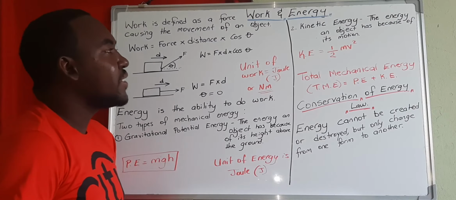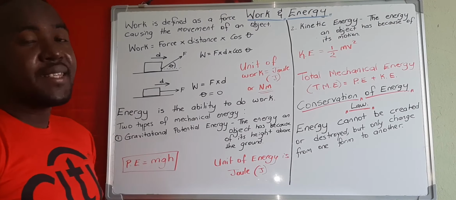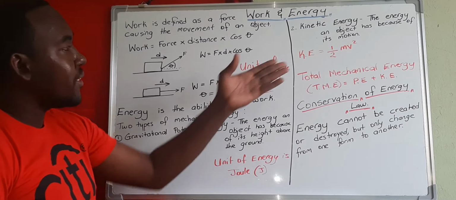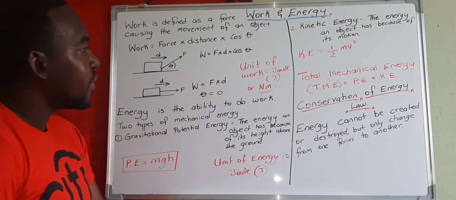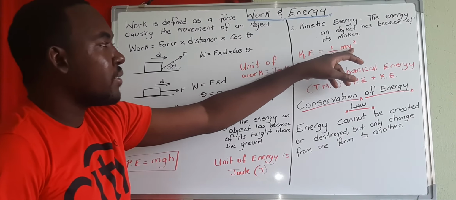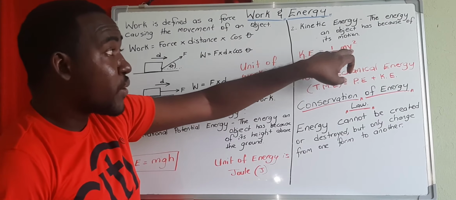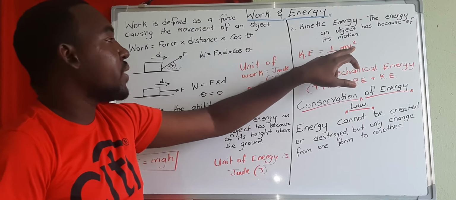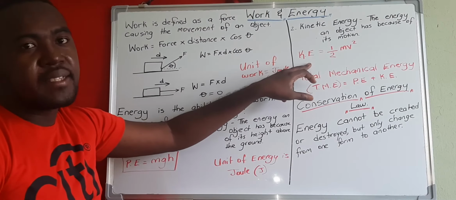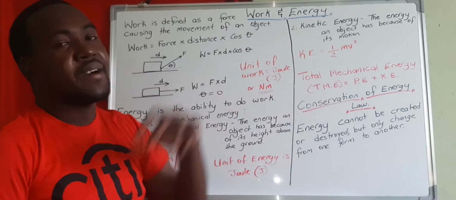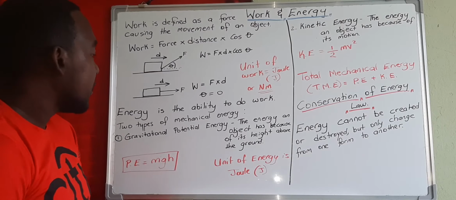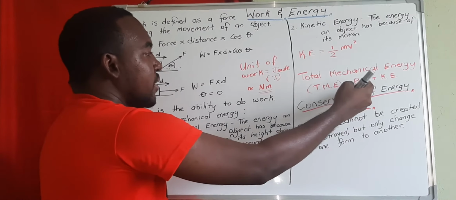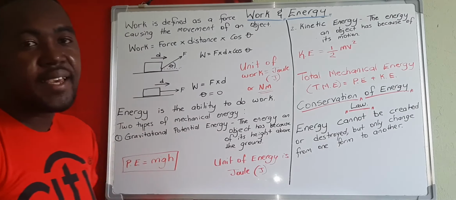Kinetic energy is the energy an object has once it is moving, due to its motion. It's abbreviated KE, which is half the mass, m, times velocity squared. Therefore, it's important that the object is moving. If the object is not moving, it doesn't have a velocity, so it will not have kinetic energy. But once it's moving, it's going to have kinetic energy. Because these are the two types of mechanical energy, the total mechanical energy is your potential energy plus your kinetic energy.